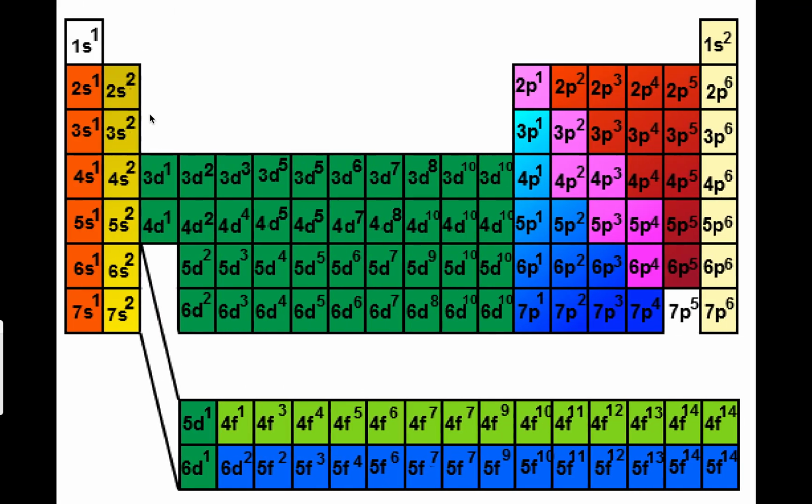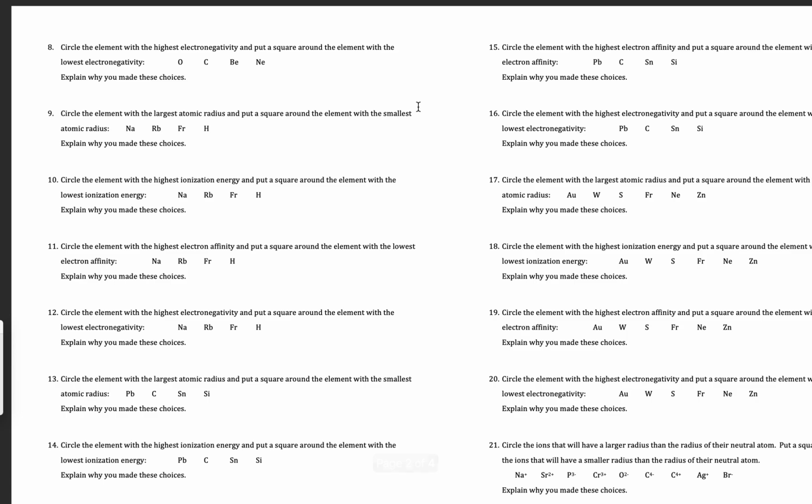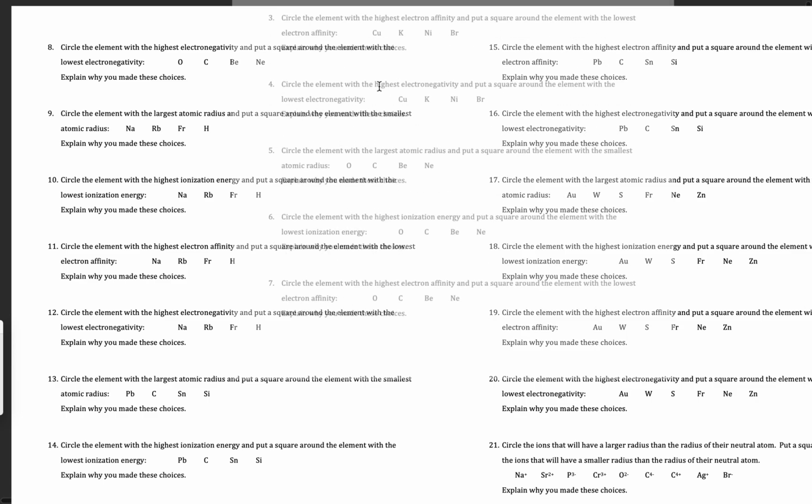And I'd like to move into our periodic trends worksheet. Circle the element with the largest atomic radius and put a square around the element with the smallest atomic radius. Okay, so we have copper, potassium, nickel, and bromine. Okay, in order to do this, you must have a periodic table.